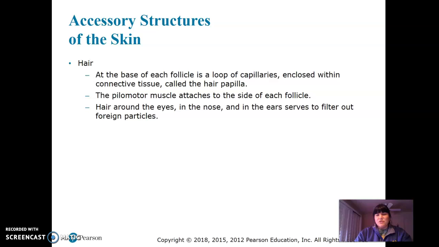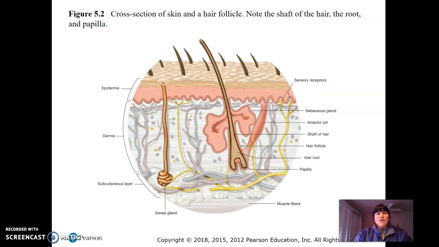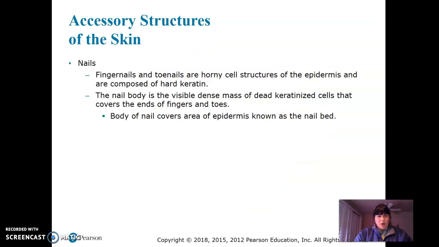Hair around the eyes, nose, ears serve to filter out foreign particles. Yes, you know that, right? Your eyebrows, your nose hairs, they have a function, right? Your eyelashes, they have a function. Again, filtering out, protection, getting rid of foreign particles. So here's a cross section again, and then with the different parts.